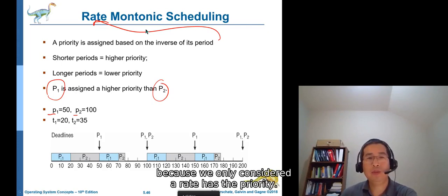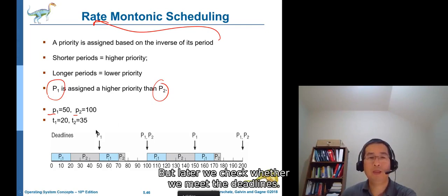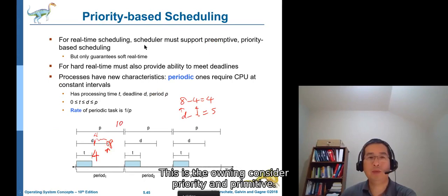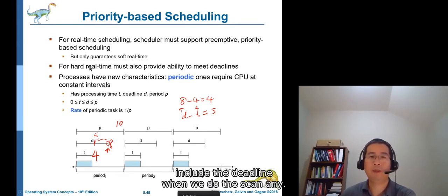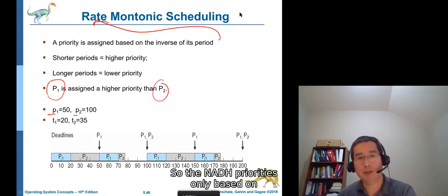And here, because we only consider the rate as priority, we didn't consider deadlines, but later we'll check whether we meet deadlines. Here we only consider priority and preemption, so there is no guarantee whether we will meet the deadline. So we call it soft real-time. We can only check later. Because we didn't include the deadline when we do the scheduling, of course we have no guarantee. If we add deadlines when we schedule jobs, of course we can meet the deadlines, because that is the priority.